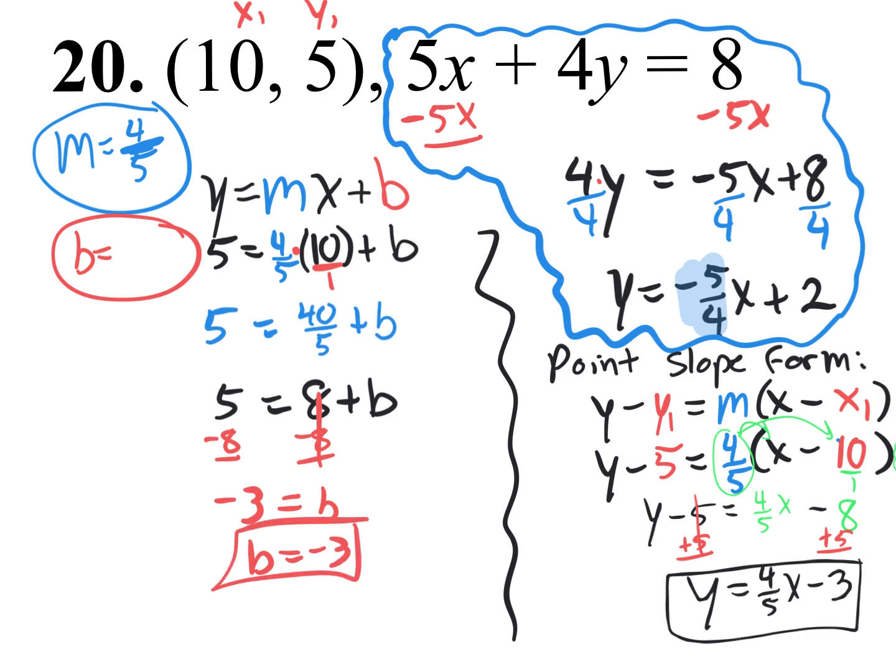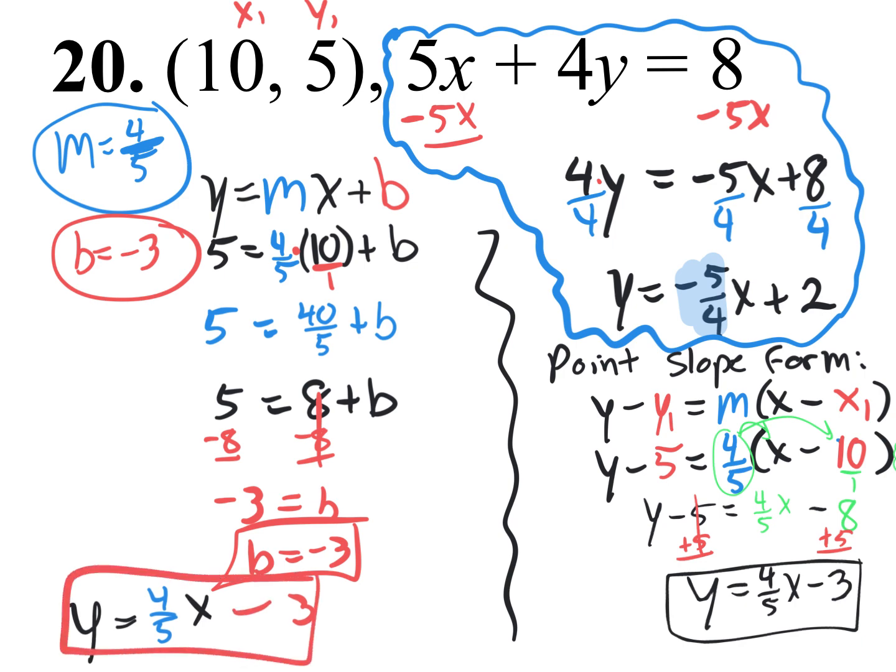So if you have the m and now you have the b, you could easily write y equals mx plus b. Now instead of the plus -3, you could have just written -3. And there's your answer. It's the same one that we got over here, just done completely differently.